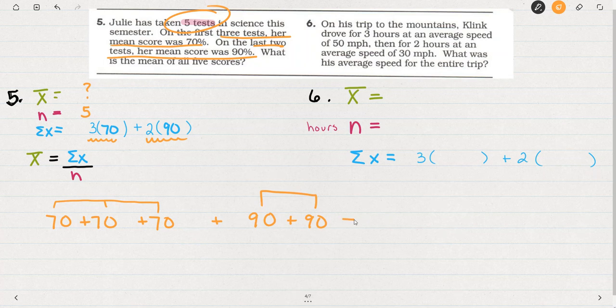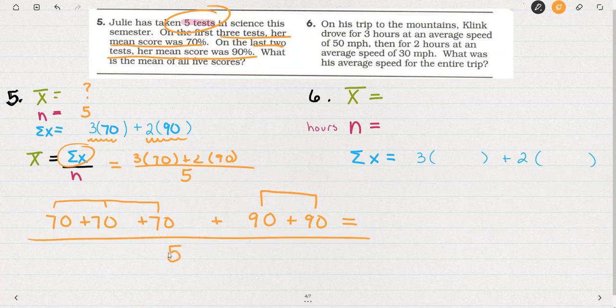So summing this all up is the same as doing 3 times 70 plus 2 times 90. And that would give us the sum of all the scores. And we know that there's 5 scores altogether. So once I add these scores up and divide by 5, I will have her mean average.